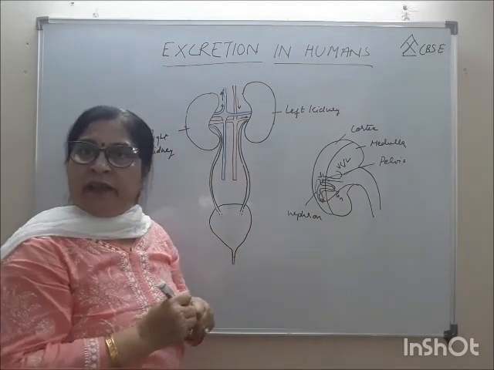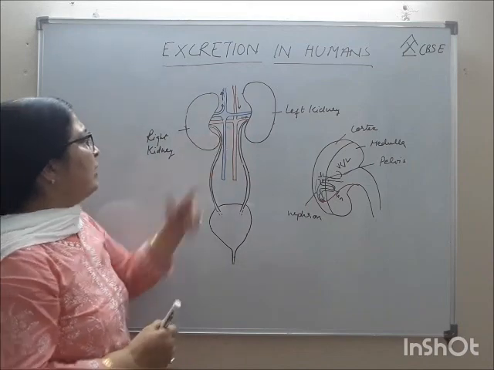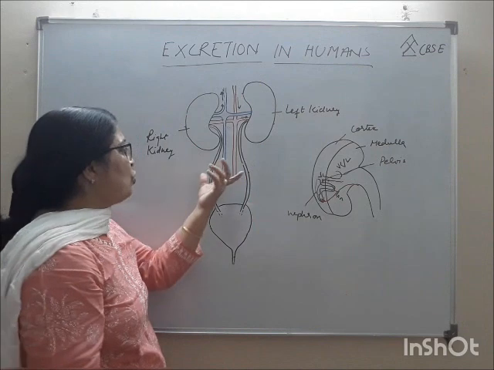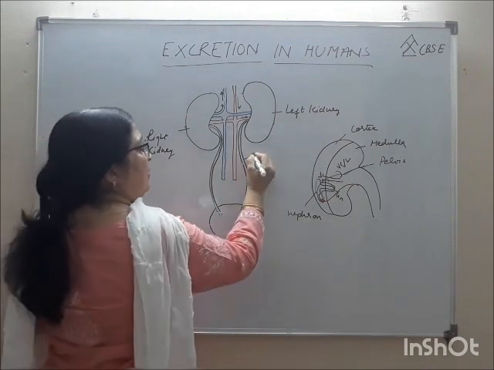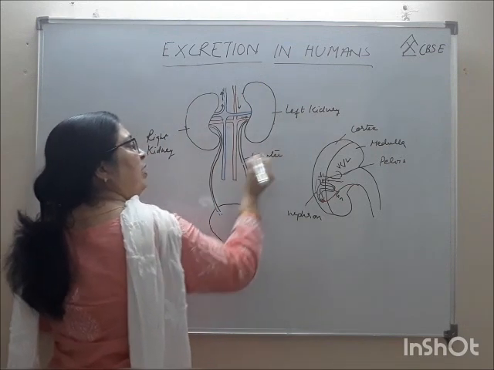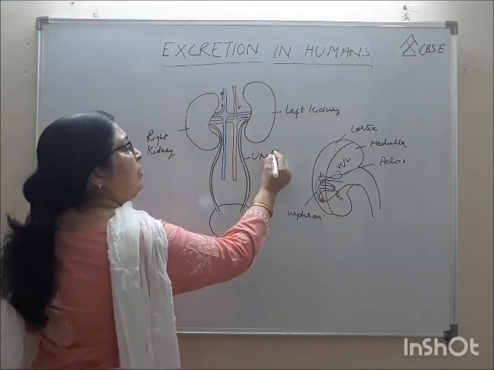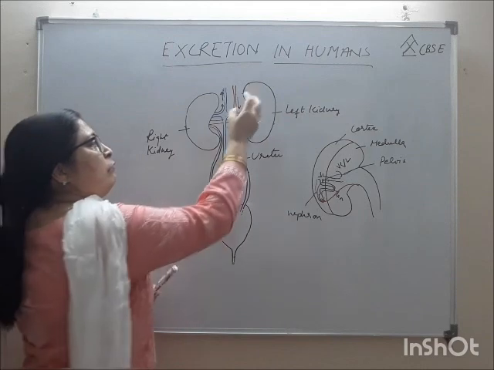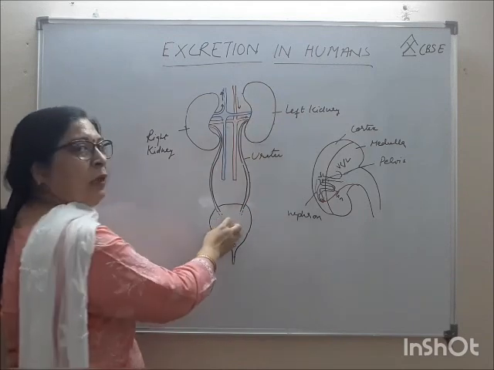So renal artery and renal vein. Now these two kidneys are attached with a long tube-like structure which is known as ureter. इसको क्या कहते हैं? Ureter. What is the function of ureter? The function of ureter is only that it carries urine from kidney to bladder.